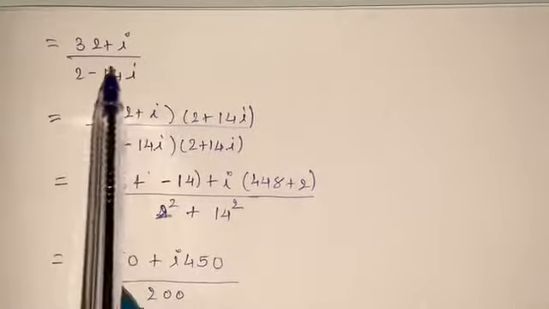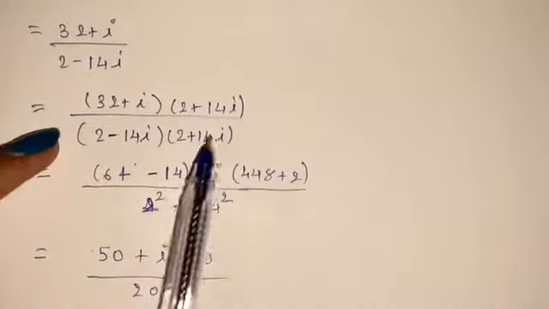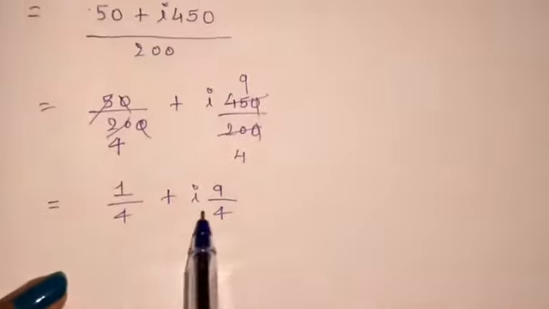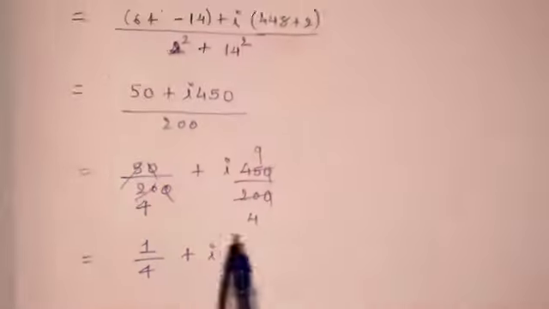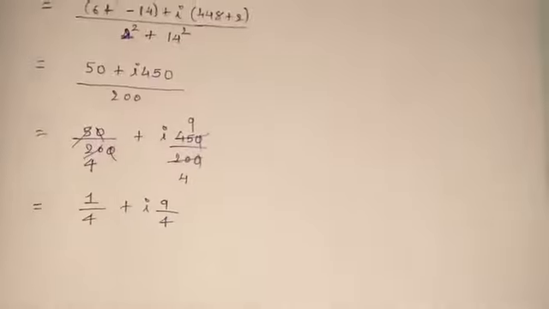So I have multiplied this with (2 plus 14i) in numerator and denominator both, and then again the same procedure I have solved, and at last I have got a plus ib. Okay, so this is the standard form. Now let's do the next example.